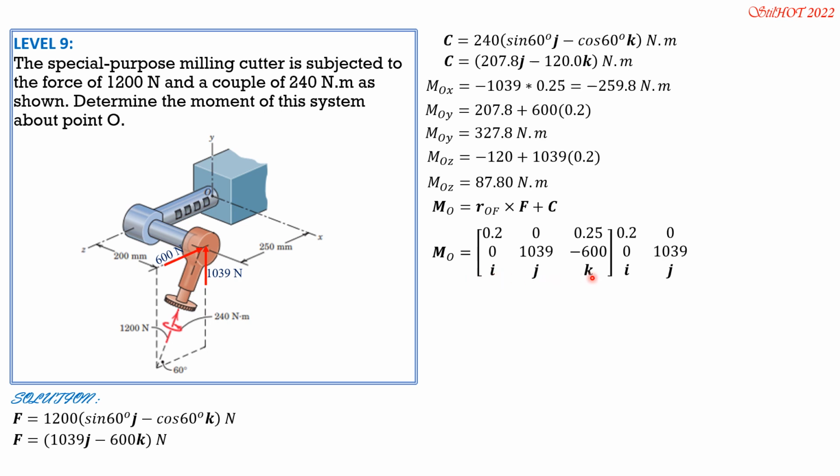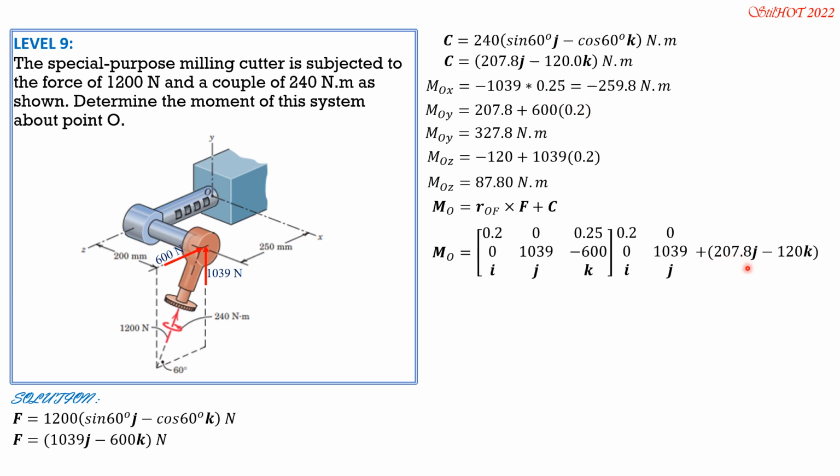Then unit vectors ijk, copy the elements of the first two columns. Then it's like evaluating the determinant. Plus the couple 207.8. So we'll just expand this part, then we add it later here. For I, 0 times negative 600, that's 0. Then minus 1039 times 0.25. That's why we have here negative 1039 times 0.25. So that's definitely negative 259.8i. For J, 0.25 times 0, so 0. Then minus negative 600 times 0.2, so that's positive 600 times 0.2. That's why we have 600 times 0.2 here.